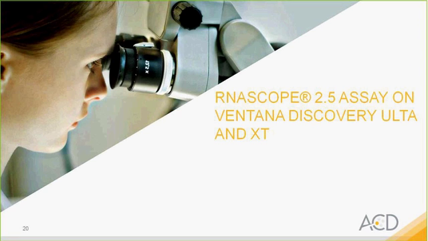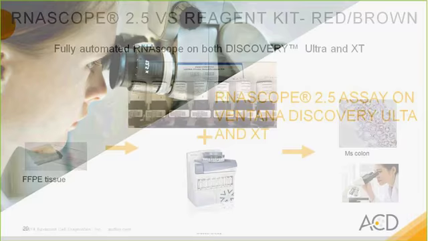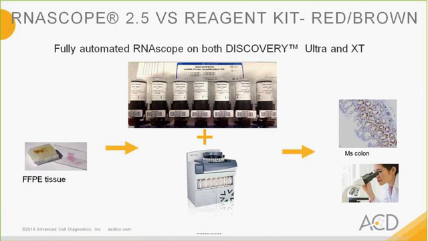And now, an introduction to the RNAscope 2.5 assay on Ventana's Discovery Ultra and XT. Similar to the RNAscope 2.5 LS, we have our 2.5 VS reagent kit for red and brown. RNAscope is fully automated on the Discovery Ultra and XT.